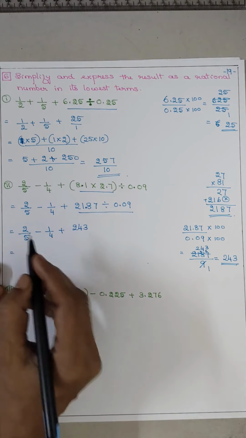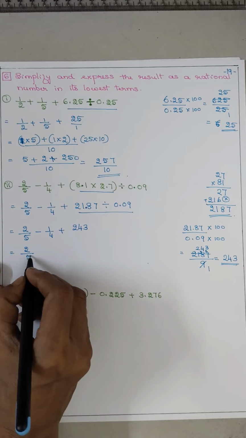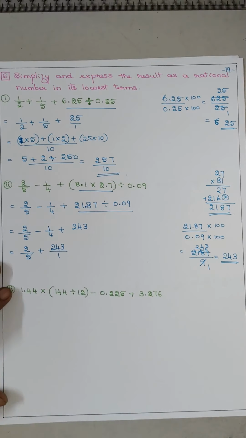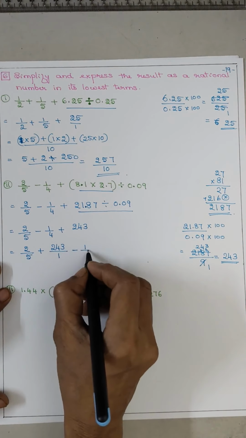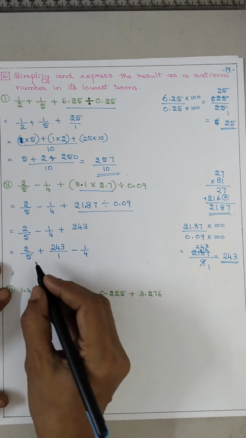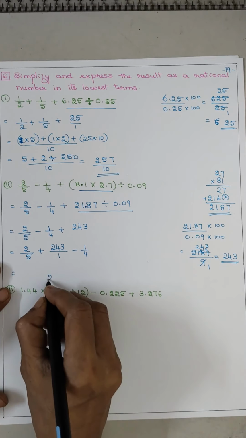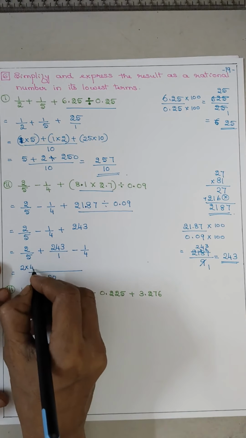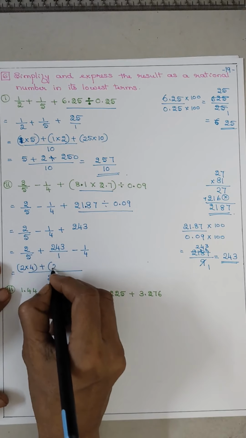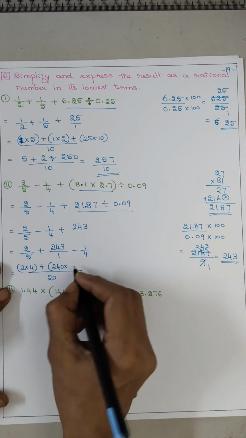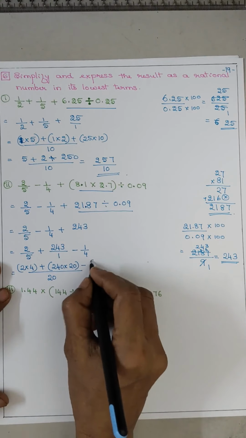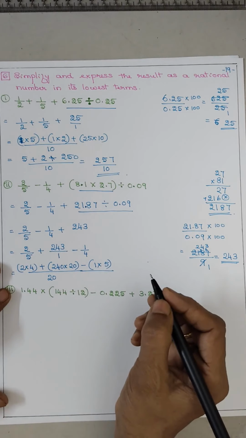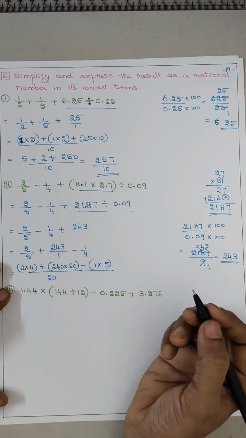लेकिन ये प्लस को पहले लेने का, 2 by 5 plus 243 upon 1 minus 1 by 4. Now 5 fours are 20 is the LCM. 2 into 5 fours are 240 into 120 is 1 into 4 5s. तो इसके लिए अभी आया कितना?